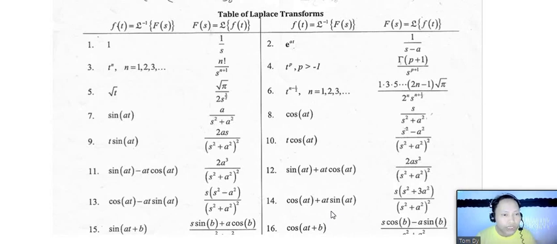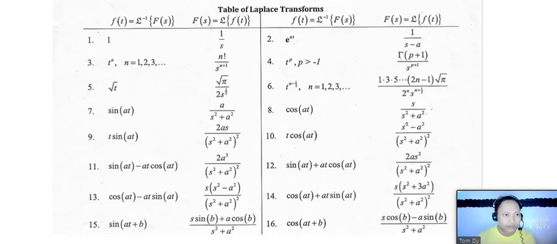So we will make use of this formula. Our function is sine at. Sine at equals a over s squared plus a squared. So that is sine 2t. I mean, it is s squared plus a squared, not minus. So this is sine at, a over s squared plus a squared.